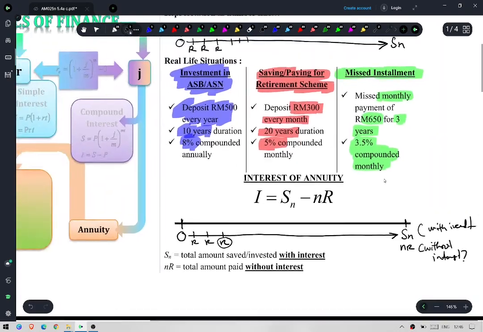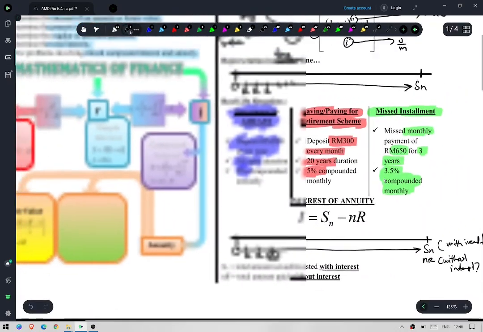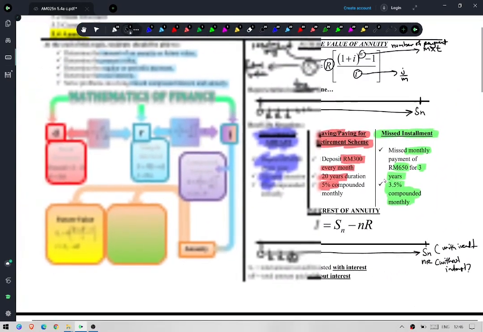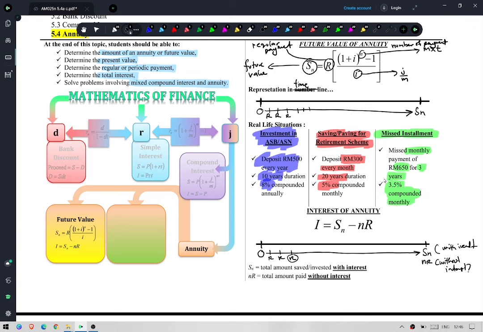Okay, so that is the idea of future value of annuity, and three real life situations where we might use the formula to calculate whatever amount is asked. Maybe the future value, the regular payment, the interest, or maybe how many times we have to pay.